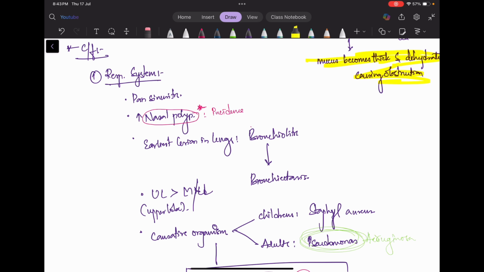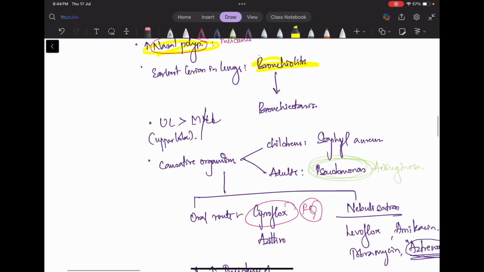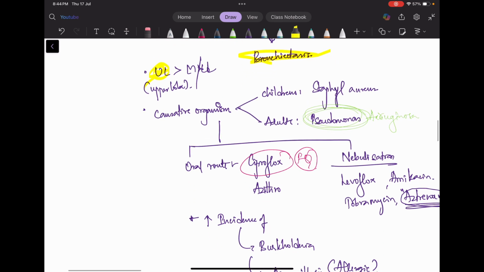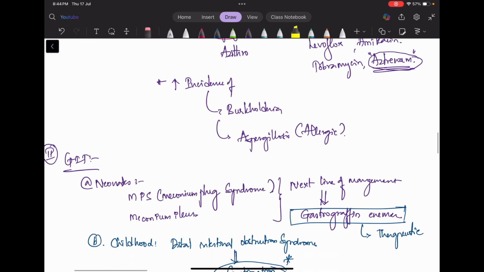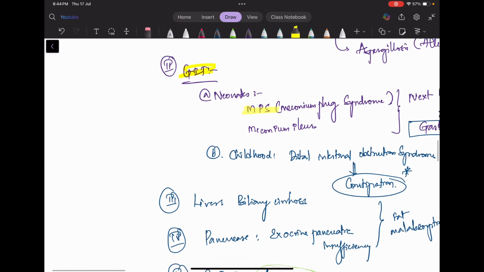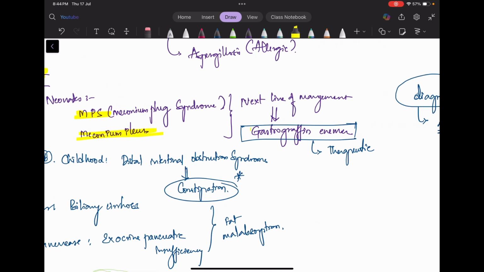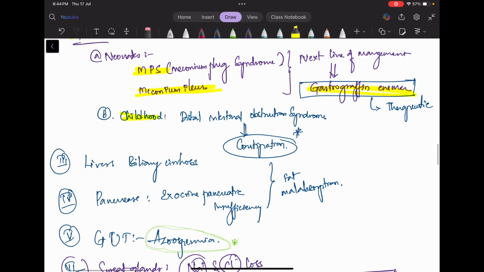Then coming to clinical features, respiratory symptoms: sinusitis, nasal polyp, bronchiolitis which later converts to bronchiectasis. Most commonly the upper lobe is affected. Causative organisms: staph, then pseudomonas. Treatment we discussed in detail. Then coming to GIT, we see in neonates meconium plug syndrome, then meconium ileus, which we treat with gastrografin enema. Then in childhood we see distal intestinal obstruction syndrome, where the most common symptom is constipation.